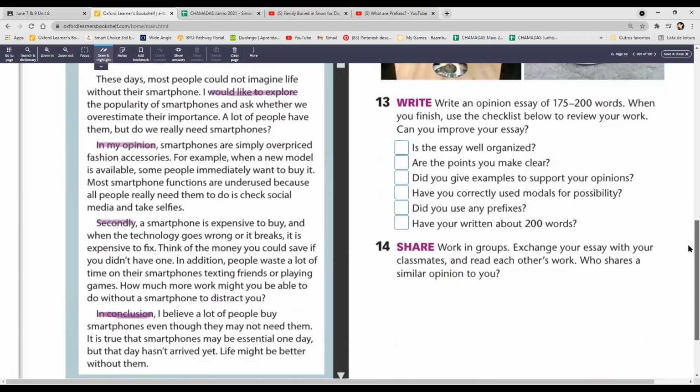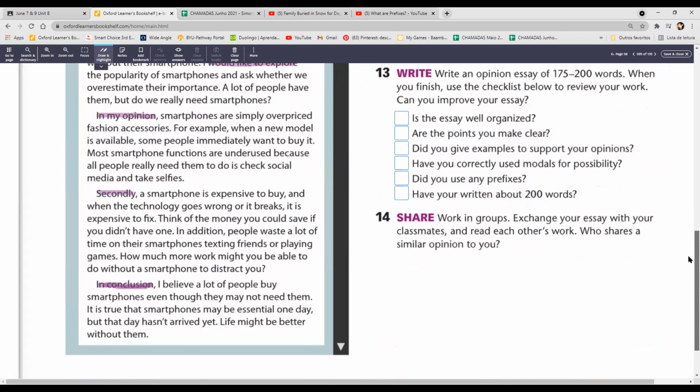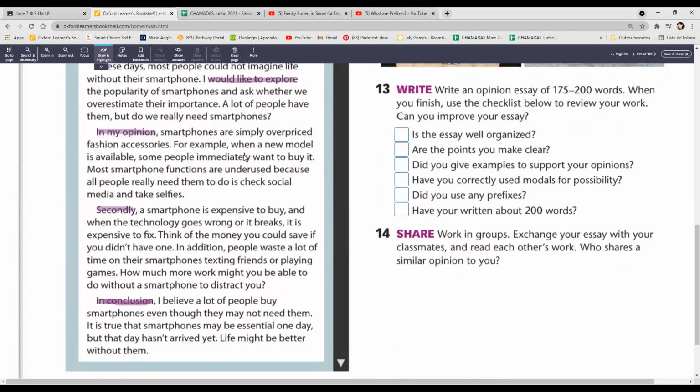Immediately could be. I found immediately, let me see. On the second paragraph, yes. Some people immediately want to buy it. But for example, yes. Yeah, I use it for example here, well.